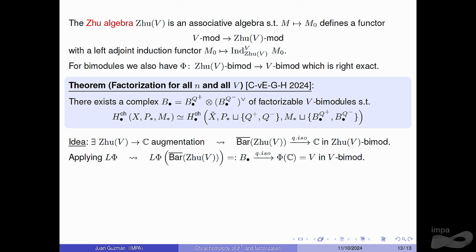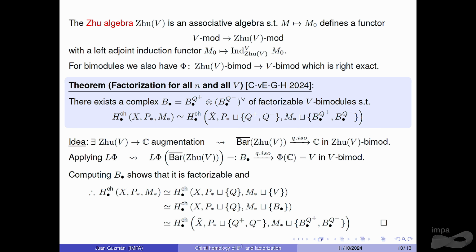And well, I put a little bit of the proof, but I think we can skip that. It doesn't really matter. So yeah, I think that's what I wanted to talk about.